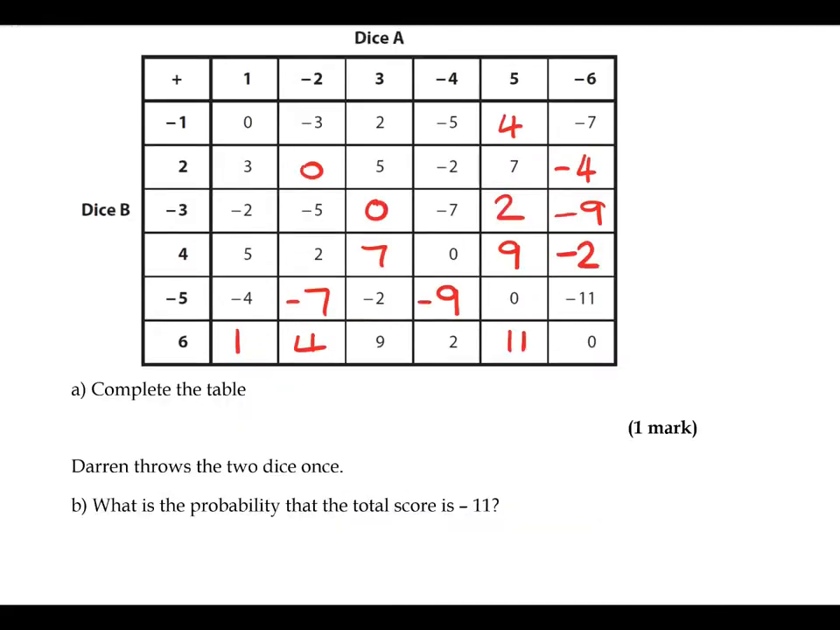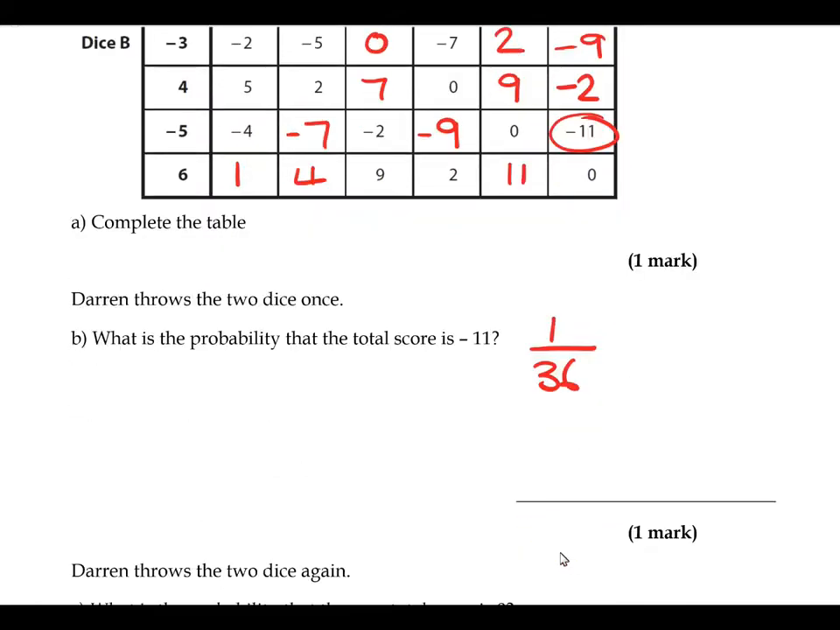Now, using the table above, what is the probability that the total score is minus 11? Well, there's only one minus 11 on our matrix of scores. So there's one outcome out of, and there are 6 by 6 combinations. So there are 36 combinations. So the probability of scoring minus 11 is 1 over 36 for 1 mark. You don't have to turn it into a decimal or a percentage or anything. You can leave it as a fraction and you will get the mark.